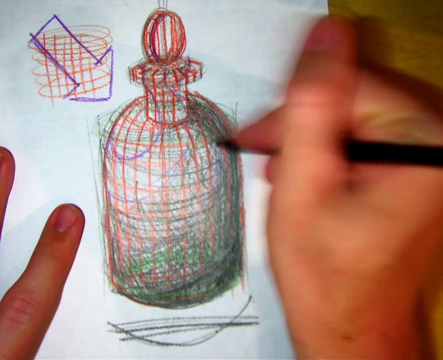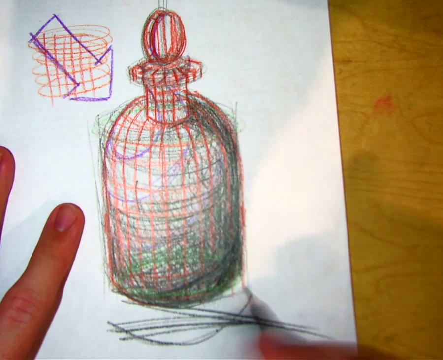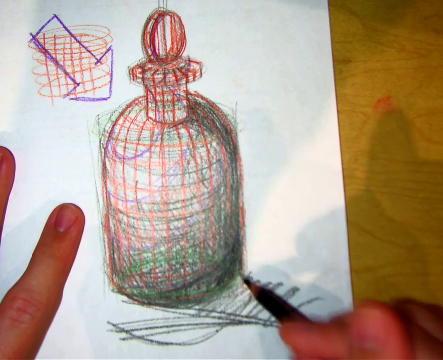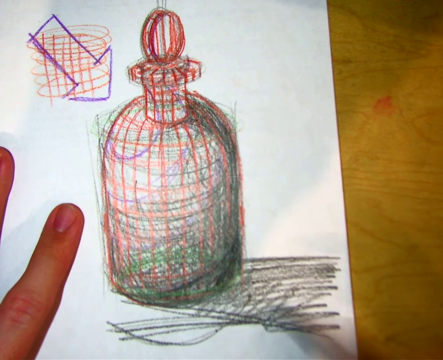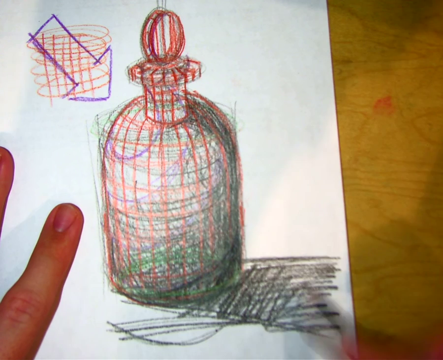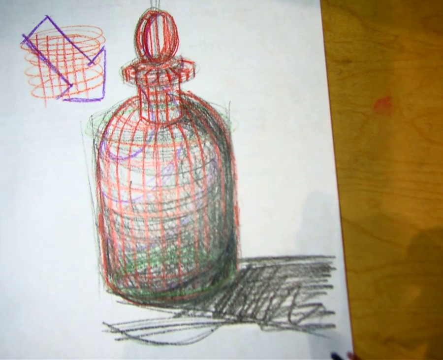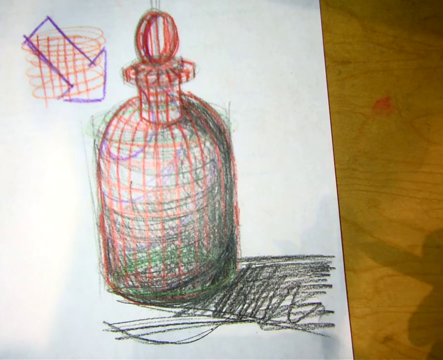I can go through and start adding some shadow to the neck of the bottle and on the other pieces as well. And I know where they're going to go. I know where that shadow is going to go because I know how the light's going to bend around this object, thanks to my contour lines.